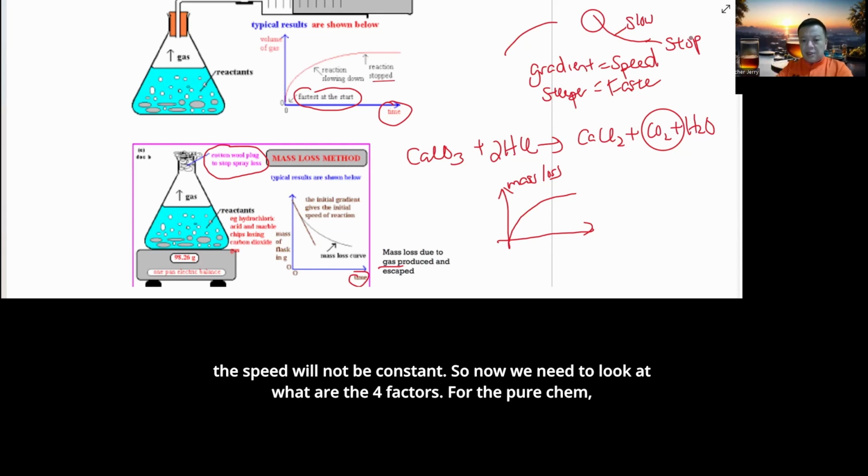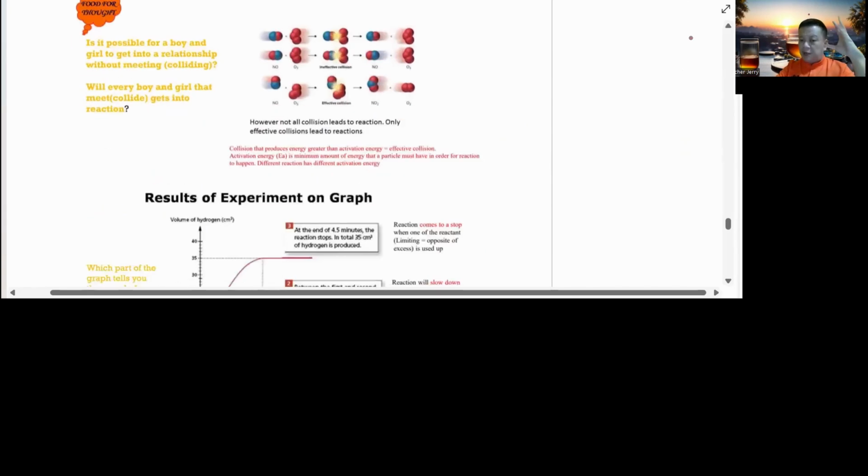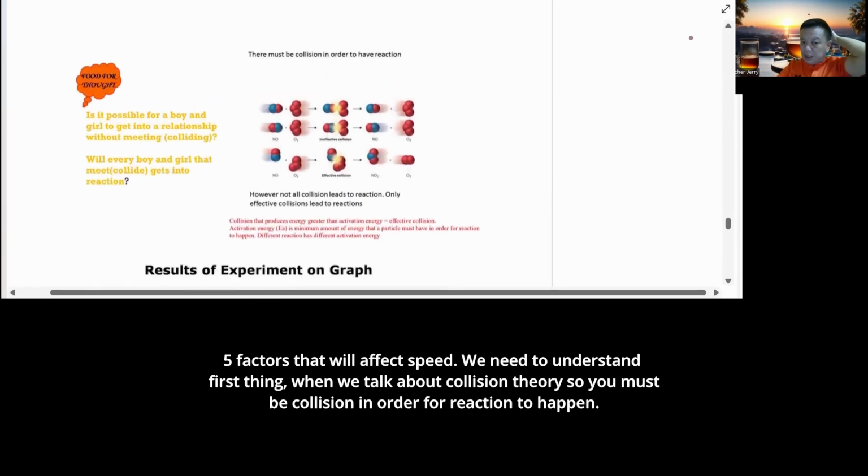All right, so now we need to look at what are the four factors, or for pure chem, five factors that will affect speed. So we need to understand first, they like to talk about collision theory. So there must be collision in order for a reaction to happen.